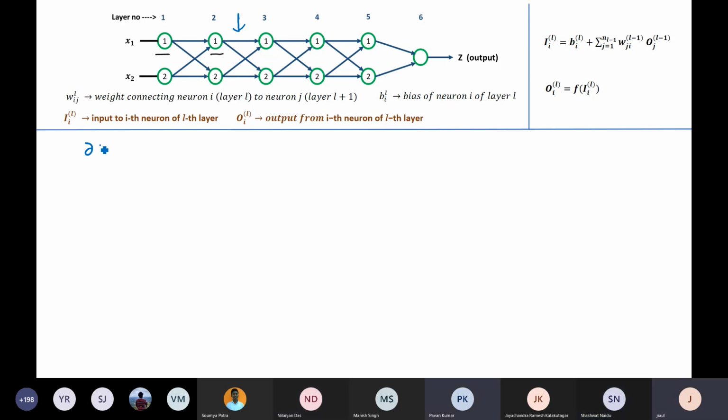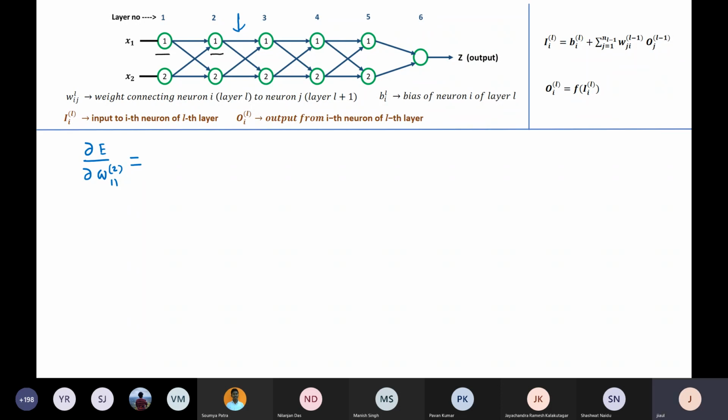So I am going to compute del E by del W2 1, 1, because this is the connection I'm referring to by the blue colored arrow that I just put. That is the weight, and I'm going to compute this one, and we will generalize this whole thing. I hope everybody is on the same page with me on that.